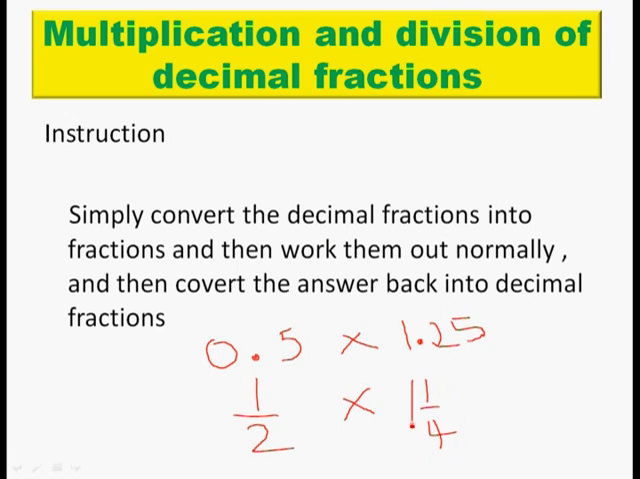So we're going to convert this mixed fraction to an improper fraction. How we do that? We say 4 times 1 is 4, plus 1 is 5. So therefore we have what now? A half times 5/4. And then we multiply straight across. So 1 times 5 is 5 and 2 times 4 is 8. So therefore your answer will be equal to what? 5/8.